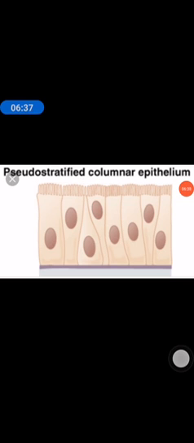And pseudostratified ciliated columnar epithelium is found in the lining of trachea, bronchi, auditory tube, nasal cavity, parts of tympanic cavity, and lacrimal sac.